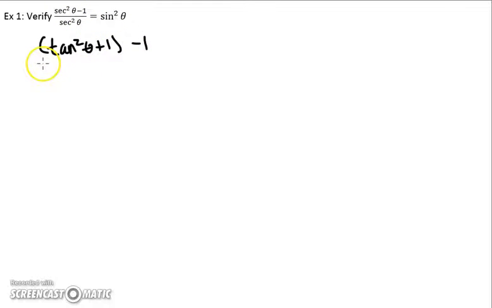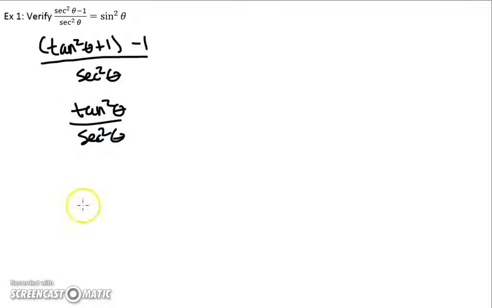So our Pythagorean identity is where we can start on this one. So we have tangent squared of theta plus 1 minus 1, so we're looking now at just tangent squared of theta over secant squared of theta. And we kind of hit a wall, right? I don't want to turn these back into secants because then I just end up right back where I started. So we want to think sines and cosines. So I can turn tangent into sine squared of theta over cosine squared of theta. Over secant is 1 over cosine squared of theta.